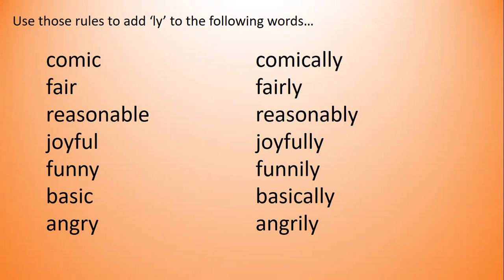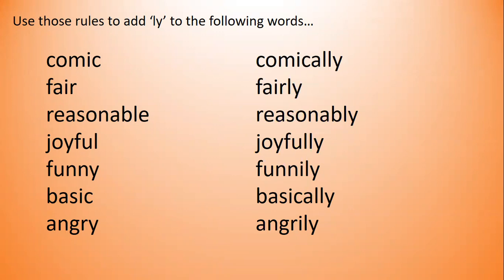Joyful, just normal, it ends in an L, so you just add ly. So you do have two L's there for joyfully. Funny, obviously it ends in a Y, so you change it to an I to get funnily. Same with angry, ends in a Y, so you change it to an I. And then basic ends in IC, so that would be basically. So you have the A, the double L, and the Y.